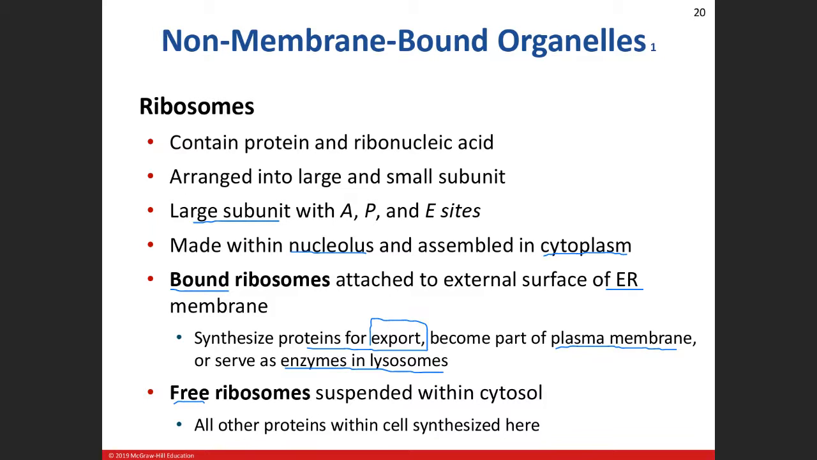The free ribosomes, these guys here, which sit out in the cytosol, they make all the other proteins. So those proteins are pretty much going to just be needed for stuff that goes on inside the cell. So they'll be wandering around there.